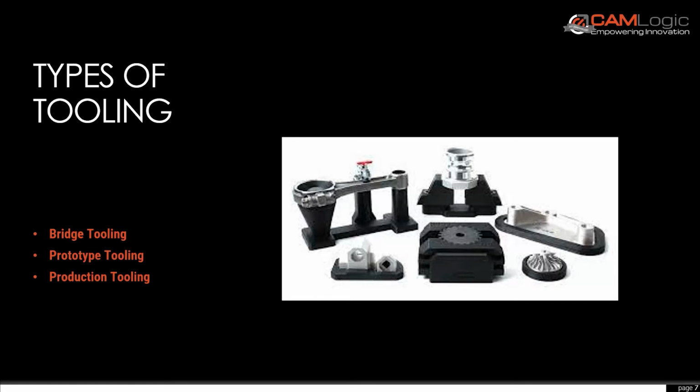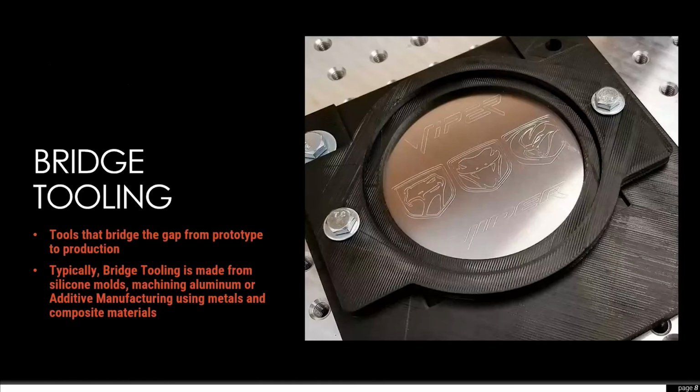So we're going to move on to what bridge tooling is. Bridge tooling is actually a pretty simple aspect to grasp. The main thing is you're bridging the gap from prototype to production. So when you come up with a prototype and you've made that design and you know that it works, sometimes it takes a while to actually tool up to get that into production, whether it's being machined or injection molded or whatever the process might be. We've got to be able to bridge that gap to keep the production going.